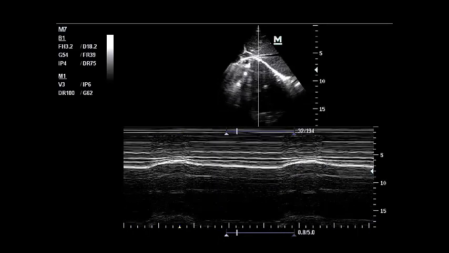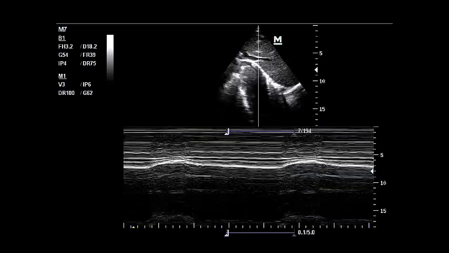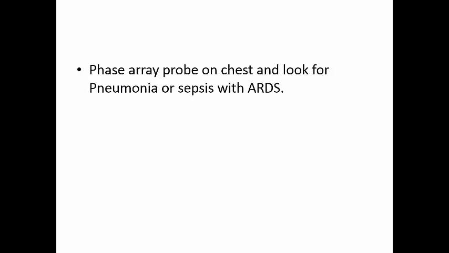This inferior vena cava is narrow, totally collapsing. If the patient is gasping for breath and hypoxic, please, second step, probe, phased array probe on the chest, and look for pneumonia or sepsis with ARDS. First, pneumonia: narrow, collapsing inferior vena cava, and a distressed patient.